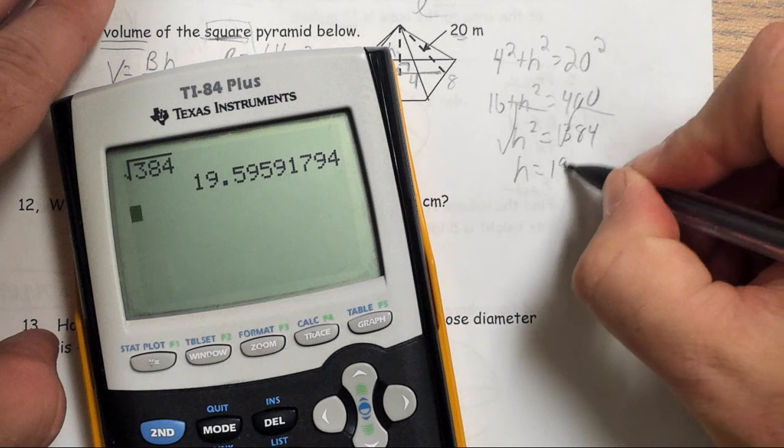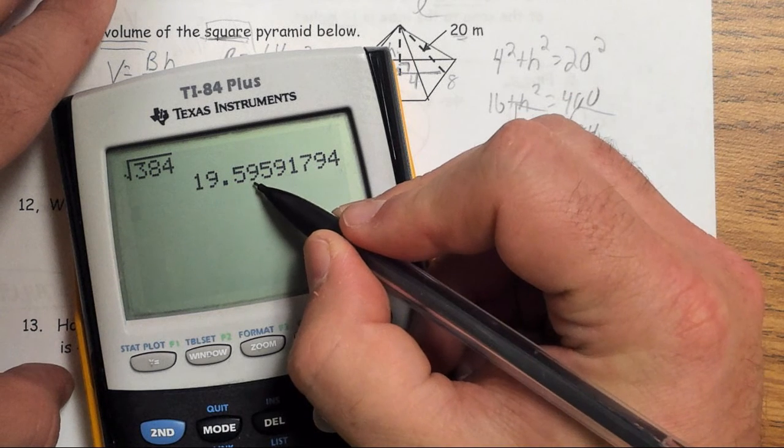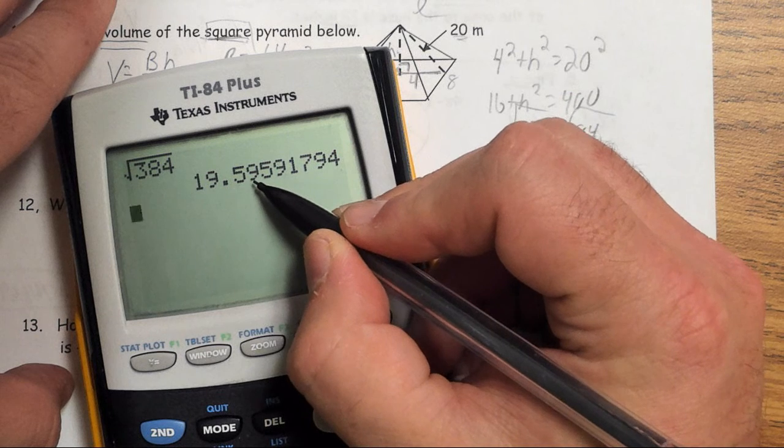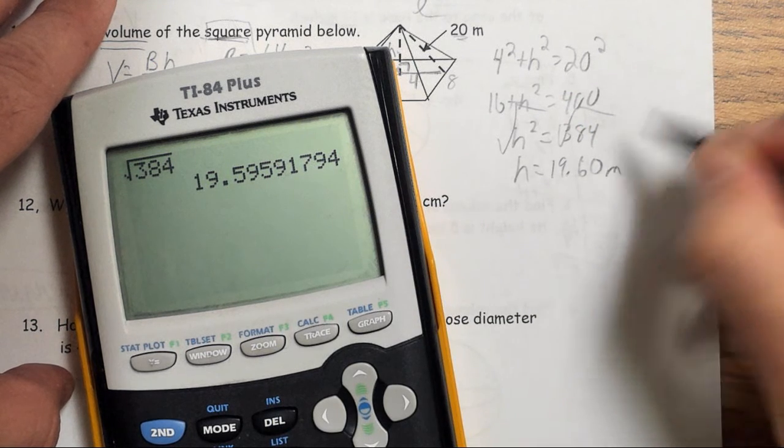Gives me 19.59. The 9 is going to be rounded up because of the 5, but that's going to cascade over, so I get 19.60 meters.